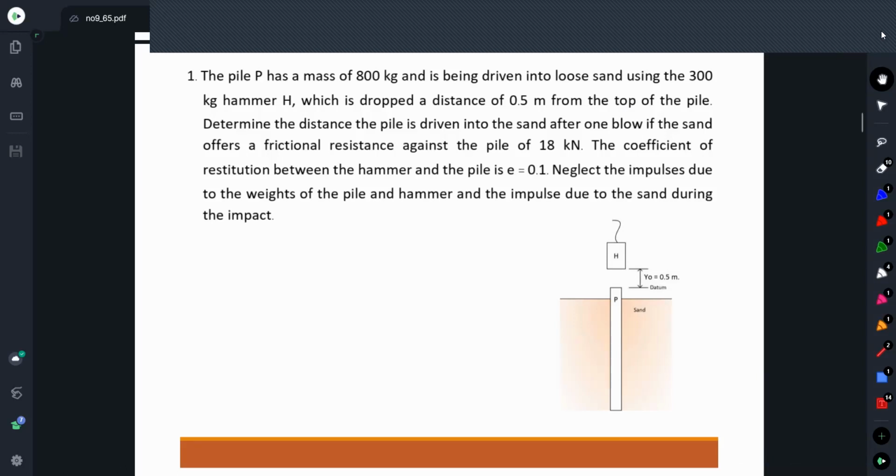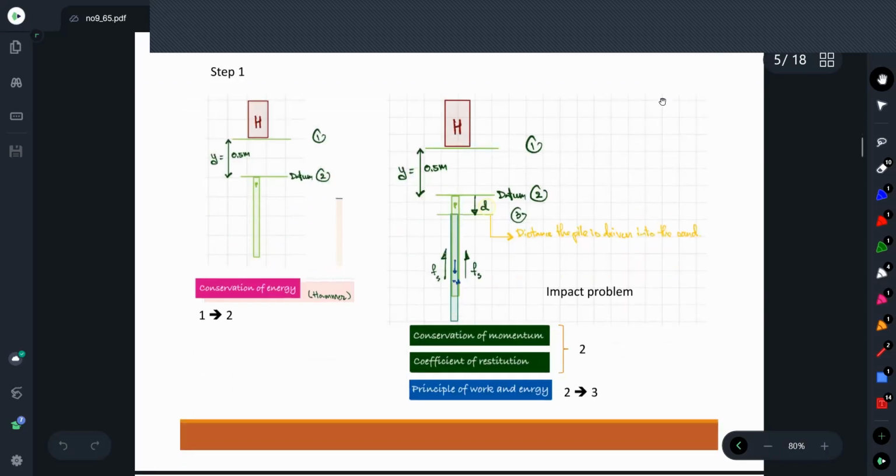The coefficient of restitution between the hammer and the pile is equal to 0.1, and we will not consider the impulse due to the weight of the pile and hammer, and the impulse due to the sand during the impact. Actually, the weight of the pile and hammer is heavy enough, but if we compare it with the impulse from the impact, maybe it can be neglected in that case. Okay, so for this problem, we may state our problem first.